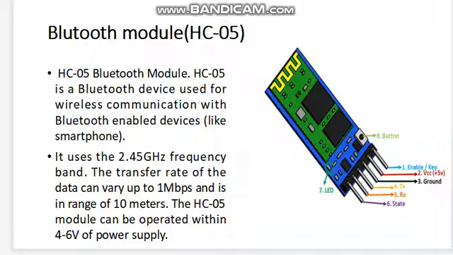And here we discuss the Bluetooth module HC05 that we attached to our project. The HC05 Bluetooth module is a Bluetooth device used for wireless communication with Bluetooth enabled devices like smartphones. It uses the 2.45 GHz frequency band. The data transfer rate can vary up to 1 megabyte per second and is in the range of 10 meters. The HC05 module can be operated within 4 to 6 volts of power supply. Usually it has 6 pins. One is used for enable, the second one is used for VCC, giving a voltage of 5 volts. The third one is attached to ground. Pins 4 and 5 are used for transmitting and receiving data.